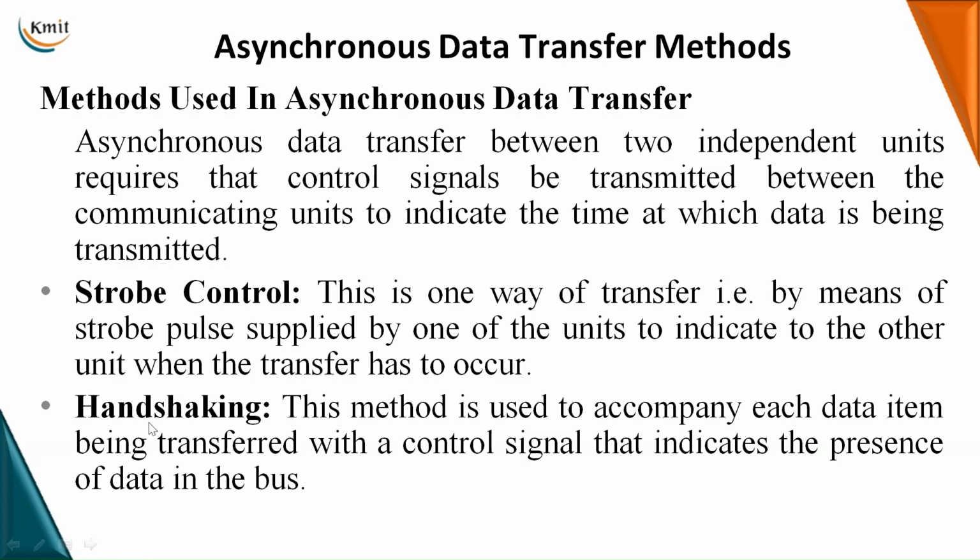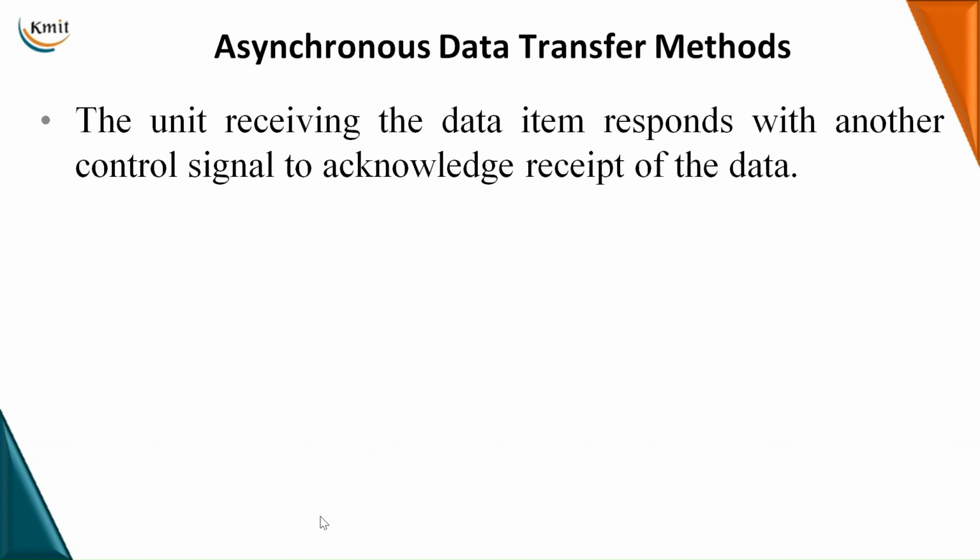The other type of mechanism is the handshaking mechanism. In the handshaking mechanism, for each and every data item that is being sent from one end to the other end, a control signal is also transferred along with the data path that indicates the presence of the data on the bus. Similarly, at the receiver side, the unit which is receiving the data will respond with another control signal which acts as an acknowledgement of the data to the sender.